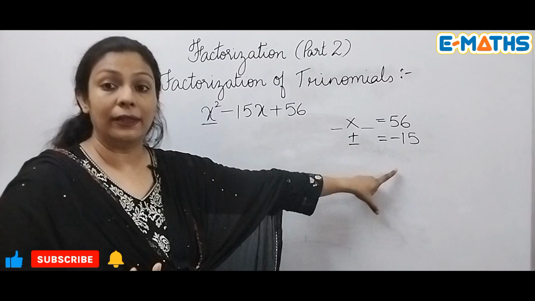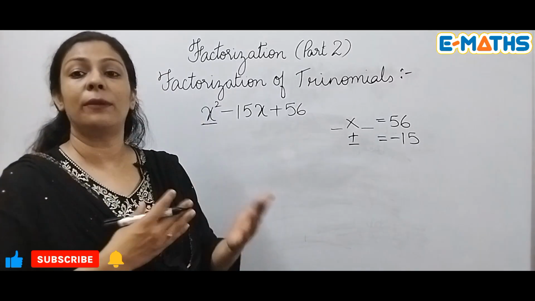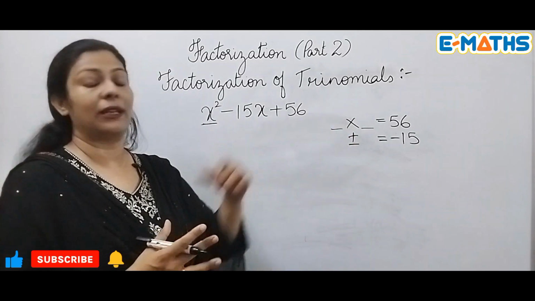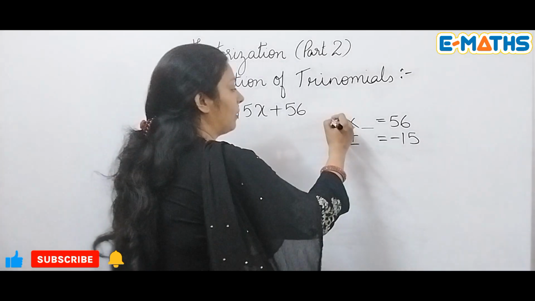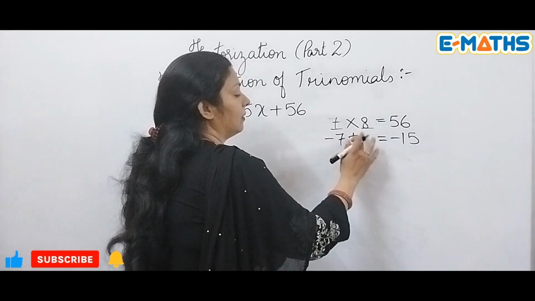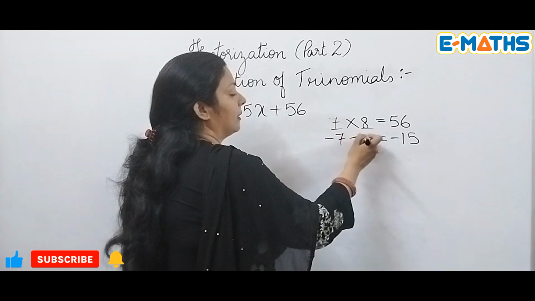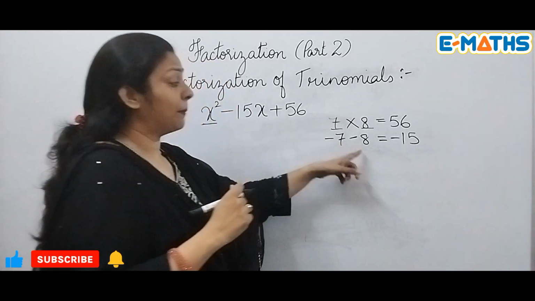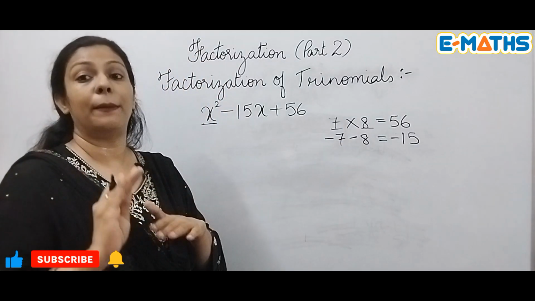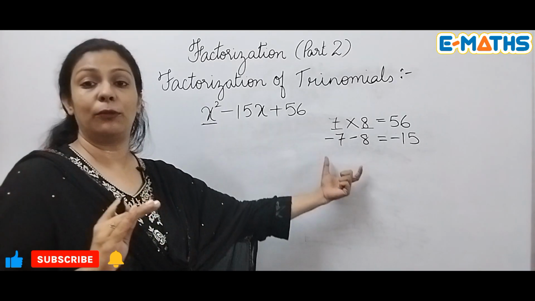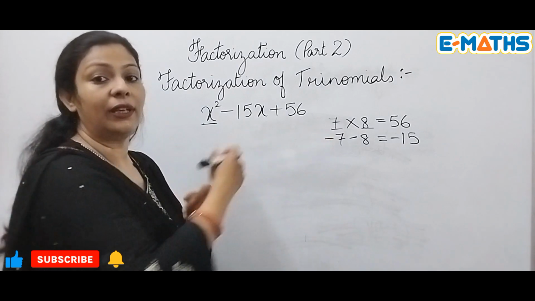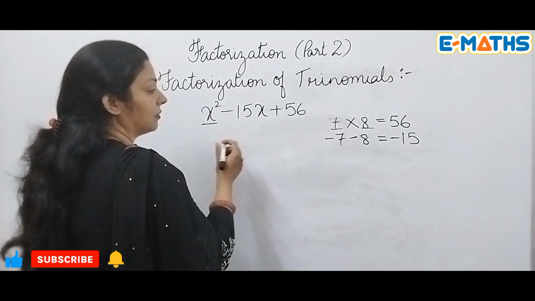Since you need a minus 15, what you can do is take both the numbers as negative, so that you can add them and you get a minus 15 also. So here you can write 7 into 8, and here it will be minus 7 and minus 8. You cannot take minus 8 and plus 7 because that will give you a minus 1. You need to get a minus 15, so that means you have to either take both the numbers as positive or both negative. So to get the negative answer you will write the negative numbers.